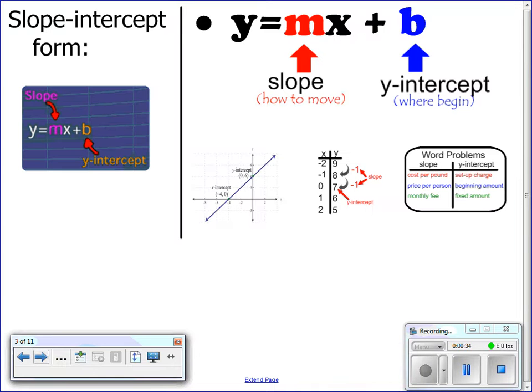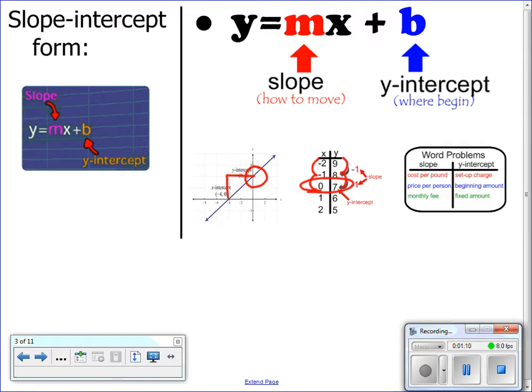So slope-intercept form is y equals mx plus b. The m is our slope. The slope tells us how we're going to move. The b is our y-intercept. That tells us where we begin graphing. From a graph, we can see the y-intercept is right here, and we can find the slope by counting up and over. In a table, we find the slope by looking at the change in y over the change in x, and our intercept is when x is 0.